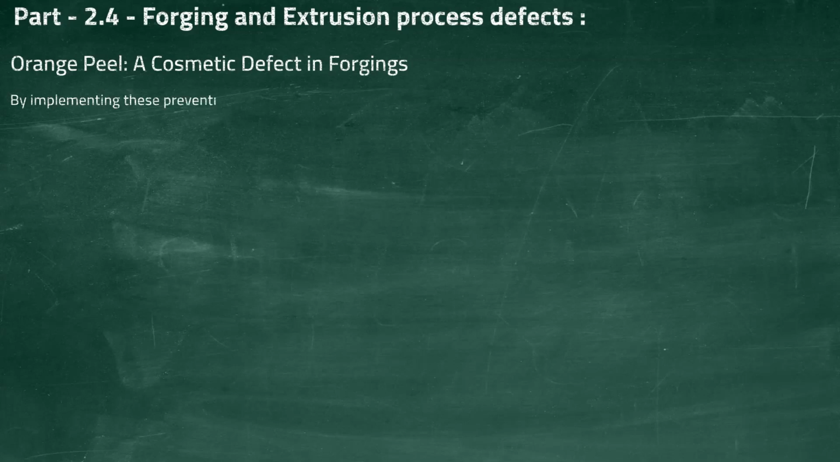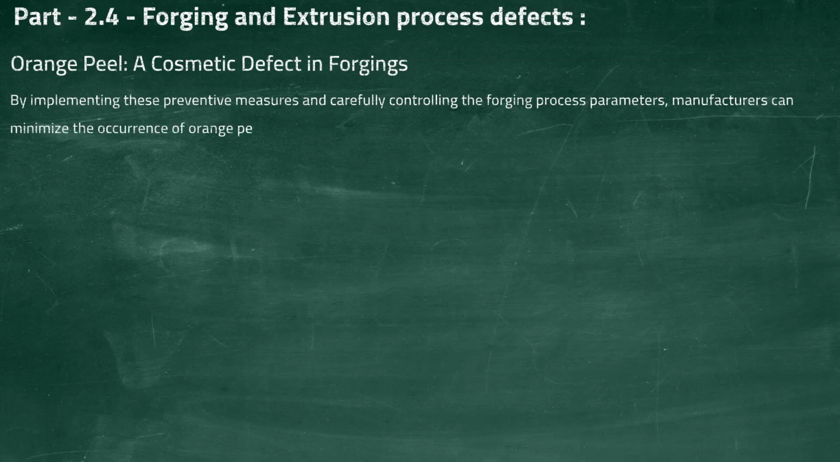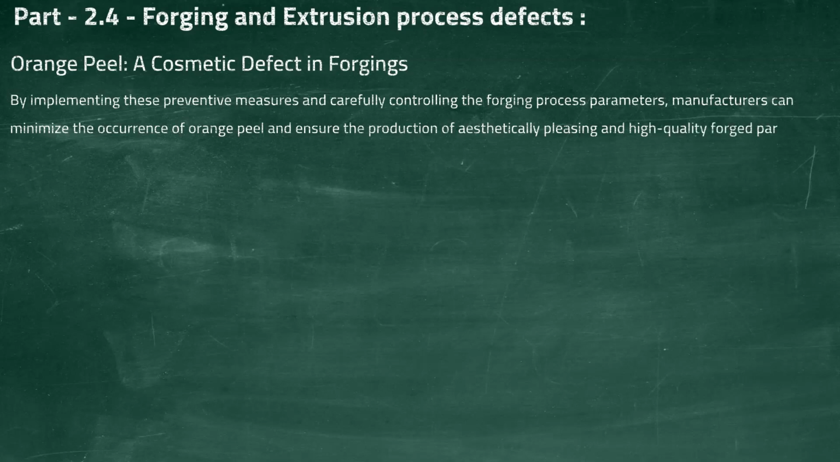By implementing these preventive measures and carefully controlling the forging process parameters, manufacturers can minimize the occurrence of orange peel and ensure the production of aesthetically pleasing and high-quality forged parts.